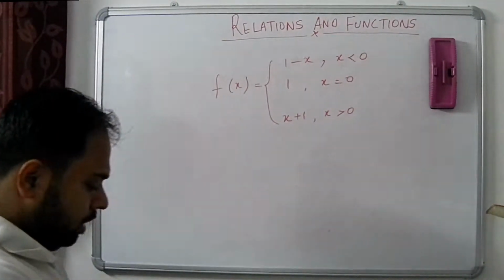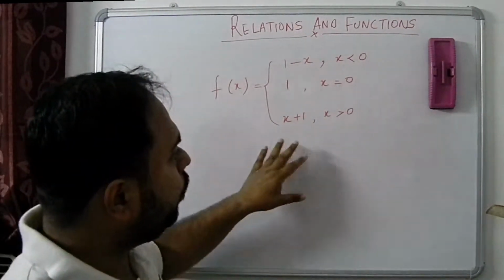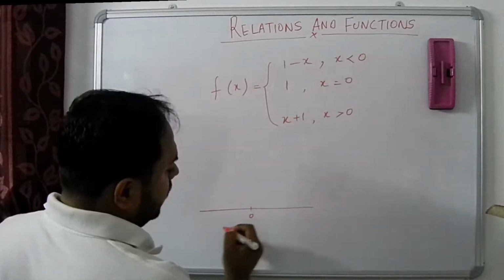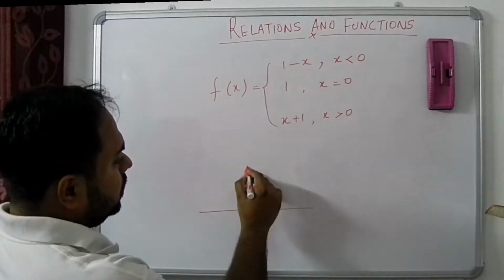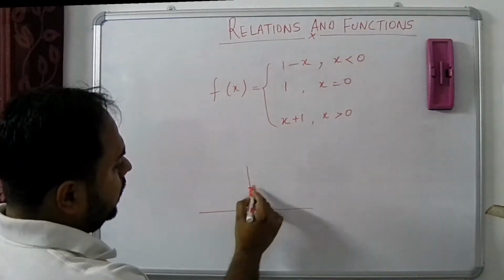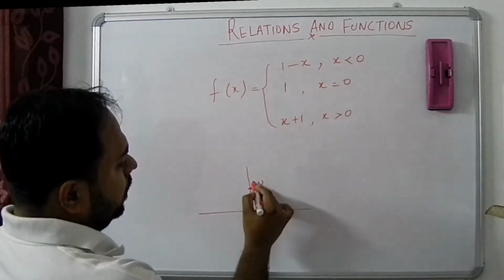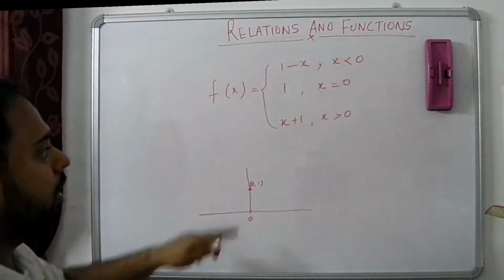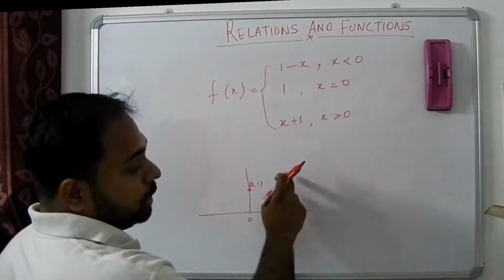So what does it mean? x is a variable, you can put real values. Suppose this is 0. Whenever the value of x is 0, the value of the function at this point is 1. So this is the point (0, 1). But when x is greater than 0, then it's x + 1.